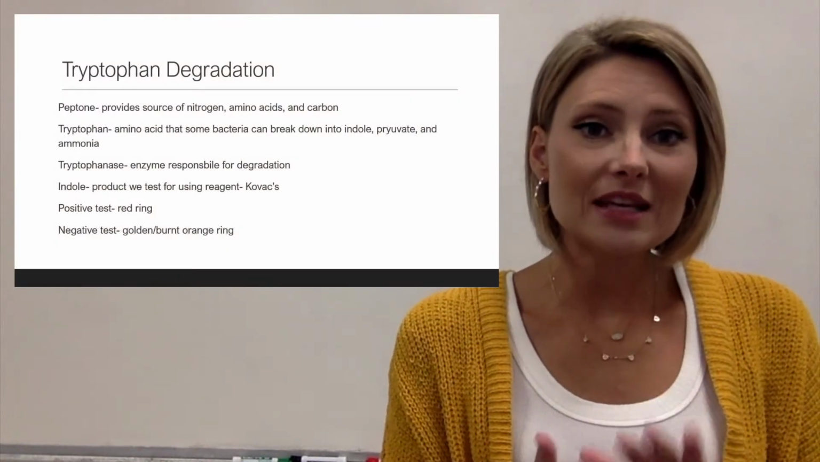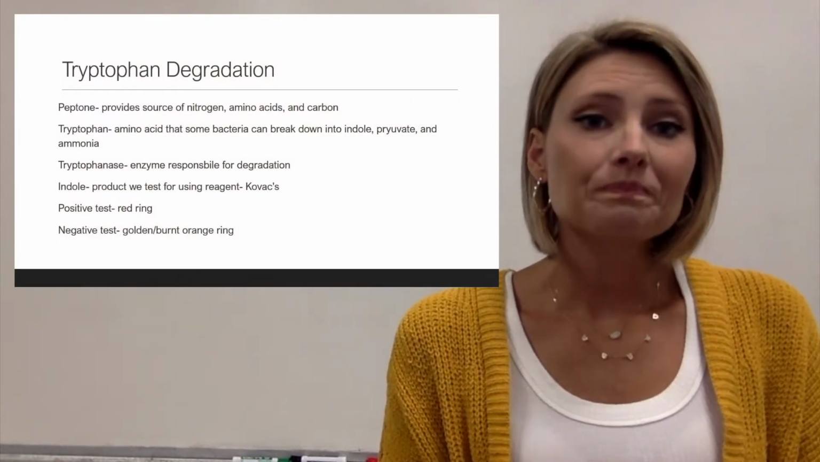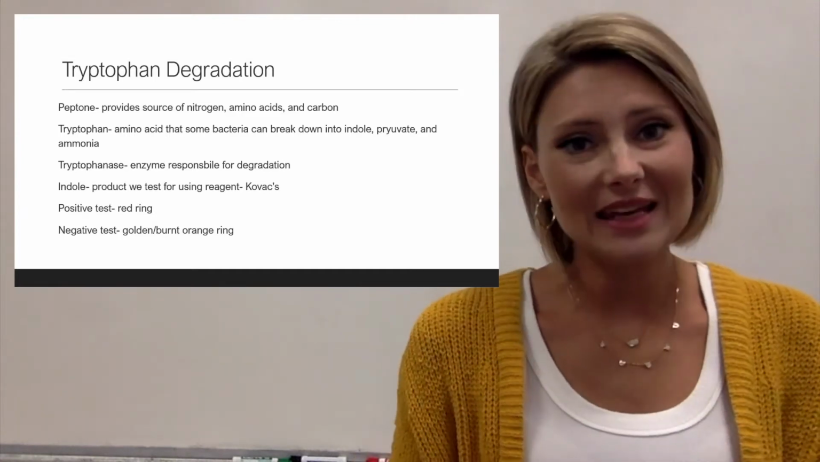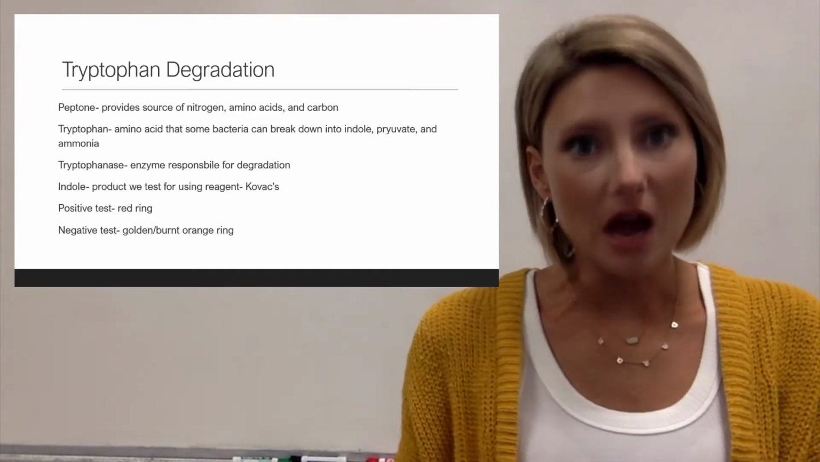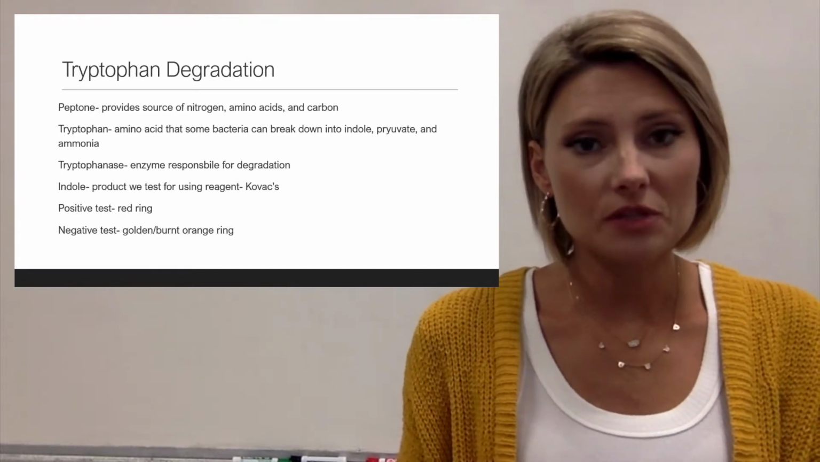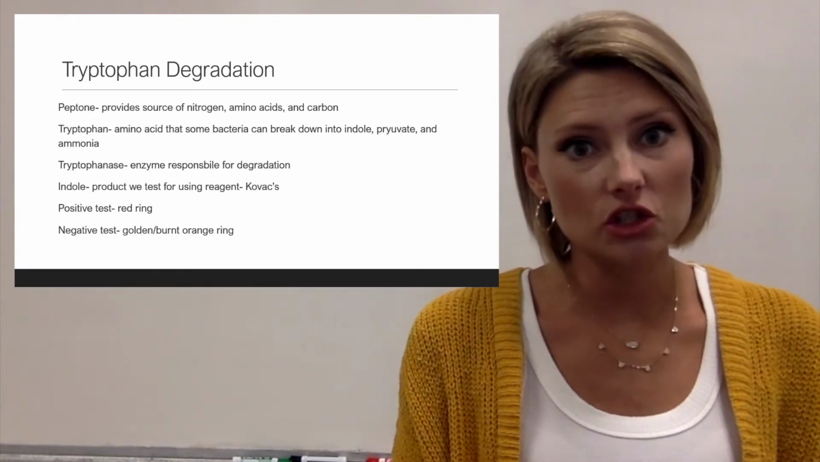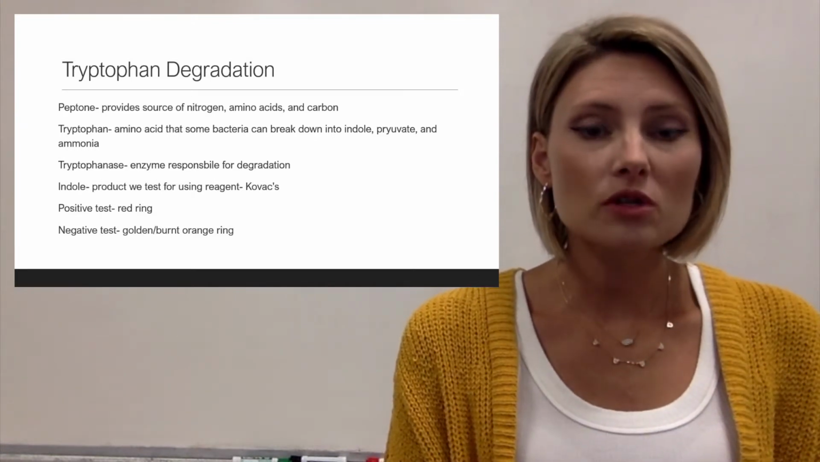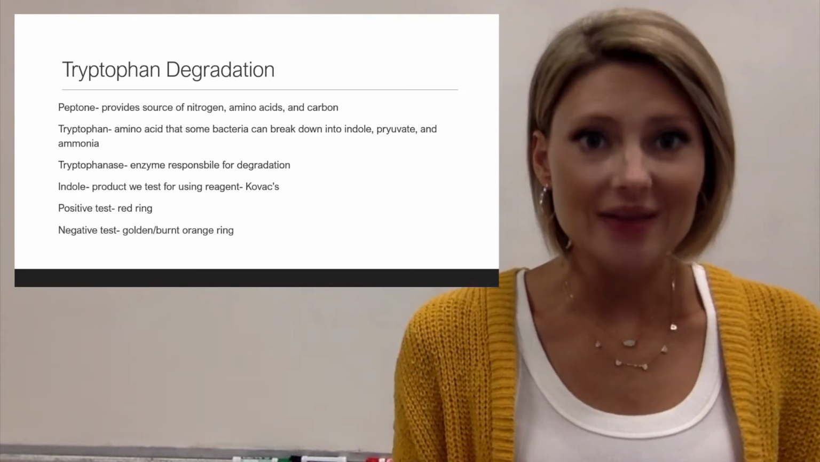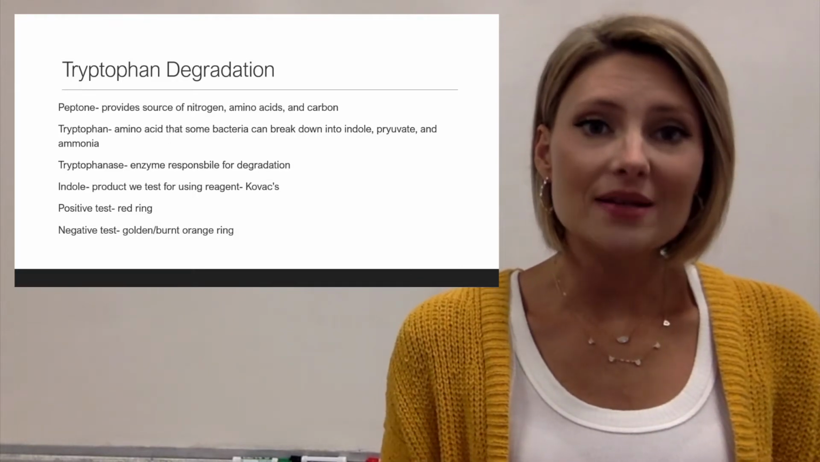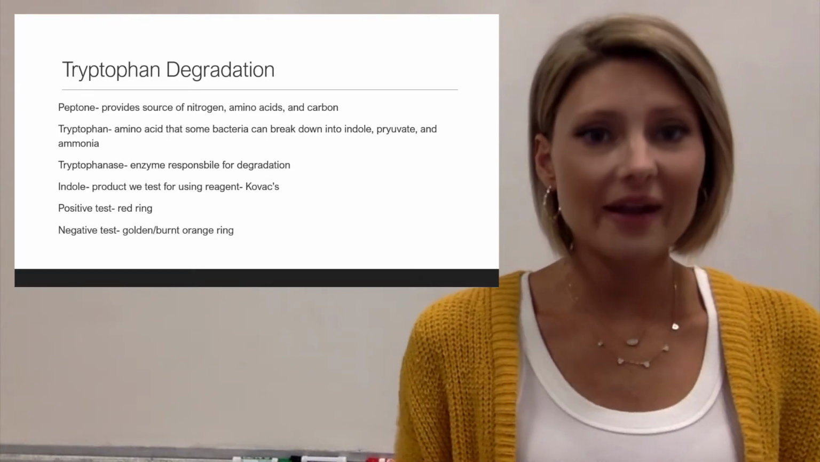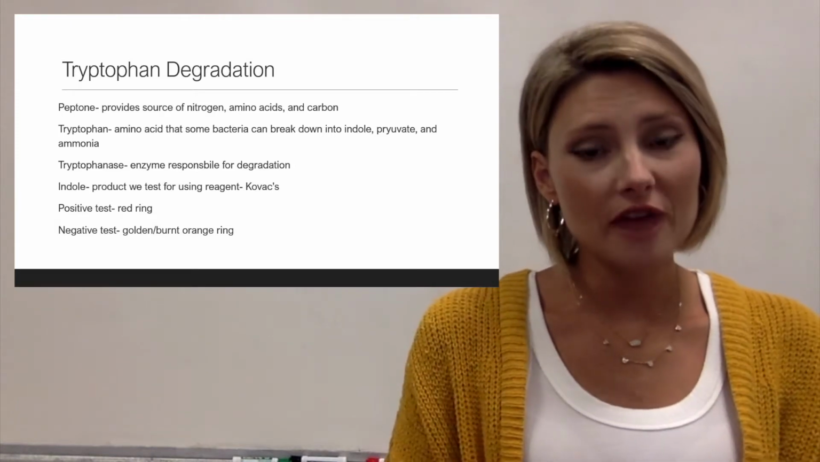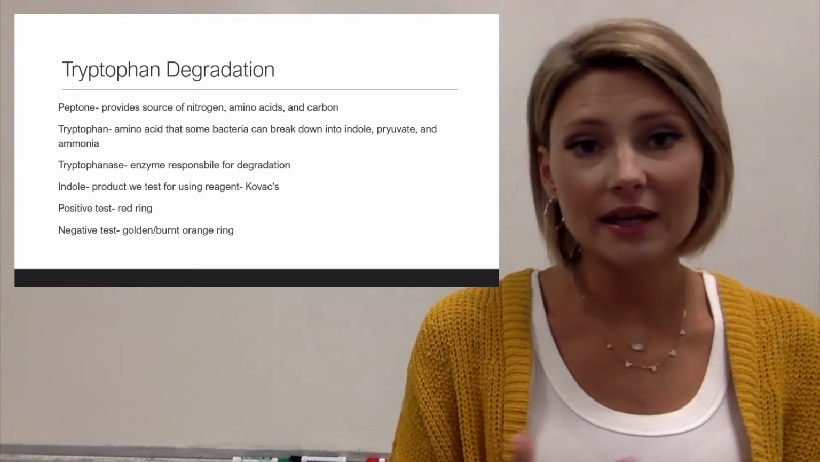Second, we can see tryptophan degradation. So, among other things, there's peptone in the media. There's iron and agar and some other things, and beef extract. Peptone is going to be our main source. So the peptone is going to provide some amino acids. One of the amino acids is tryptophan. So some bacteria have the ability to break the tryptophan up into pyruvate or pyruvic acid, ammonia, and indole.